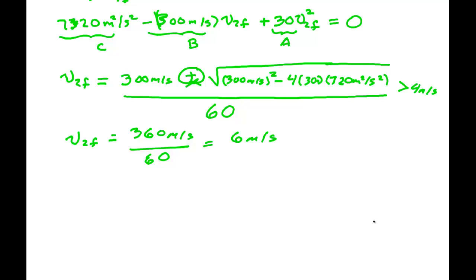There's only one speed. There couldn't have been both a plus and minus because we know there's only one speed that this thing could have taken off at, one solution to the problem.